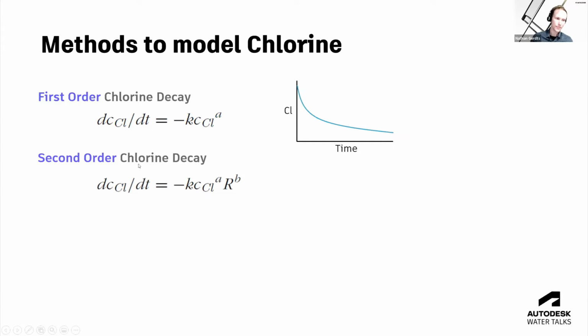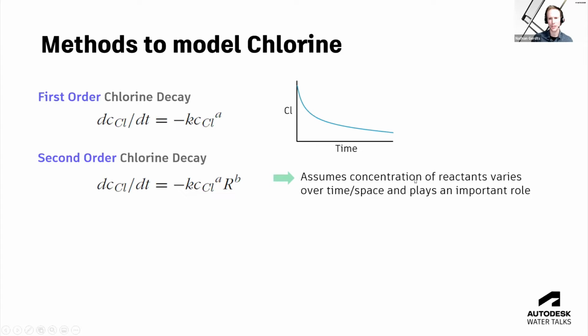So second order decay typically is everything is the same, but we add on this other reactant. So this is R. What this is, we assume the concentration of reactants varies over time and space, and it plays an important role. In first order decay, it's like we're assuming that chlorine is reacting with things, but those reactants are limitless, infinite, and they're always present, and so it will always keep decaying. And that's one of the problems with this model. Ben mentioned these usually flatline eventually, and they stop decaying, whereas first order decay will just keep decaying no matter what. So reactants, in reality, what we see is that these also start to decay, and so the rate actually will slow down over time.